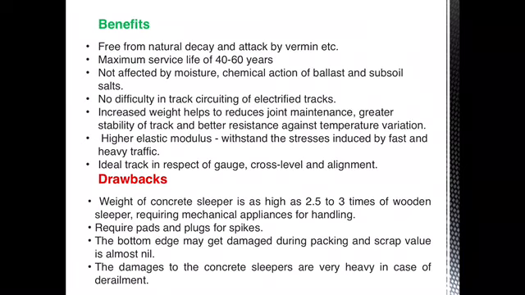is one of the major drawbacks here. The weight of one concrete sleeper is almost equivalent to 2.5 to 3 times that of the wooden sleepers. Handling is a little difficult, and mechanical appliances are required for handling the concrete sleepers. These require pads and pucks for the spikes, and the concrete sleepers are also expected to get damaged at the bottom edge during the packing process, and the scrap value is almost nil.